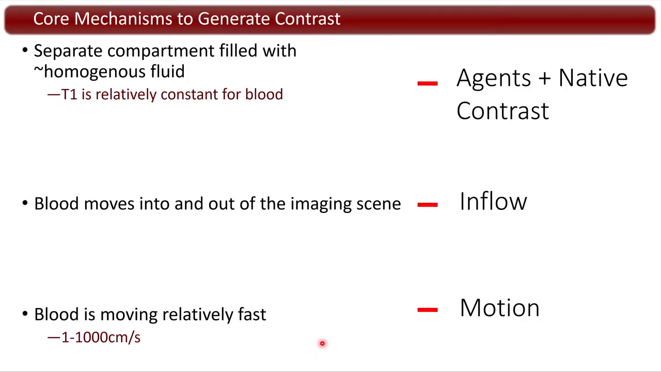In order to generate contrast which is robust to specific disease, we need to exploit one of the various contrast mechanisms in MRA. They are the fact that blood is in a separate compartment filled with homogeneous fluid, where the T1 is relatively constant, which provides an opportunity for contrast using agents, or natively using relaxation; the fact that blood moves into and out of the imaging slab, providing inflow contrast; and the fact that blood is moving relatively fast, providing opportunities for motion contrast. Let's first talk about relaxation contrast.